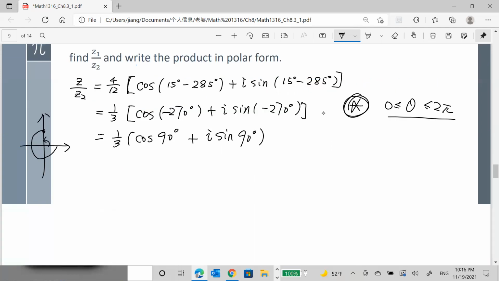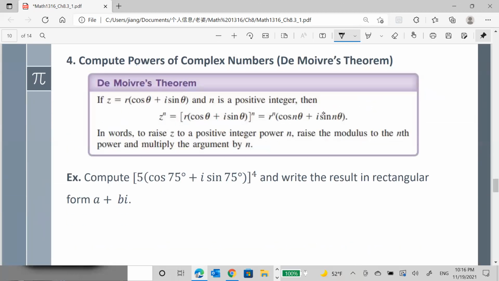So that's the answer. Let's move on to see next one, compute the powers of a complex number. This one we call De Moivre's theorem. And this one is also just the formula we have learned about the product of complex numbers. Why? Because in the product, for example, if I have a z, how about z times z? That's r times r, right? Because they all have the same r. And then in the parentheses, cosine of theta plus theta, because for each z, they all have theta. And then plus i times sine of theta plus theta.